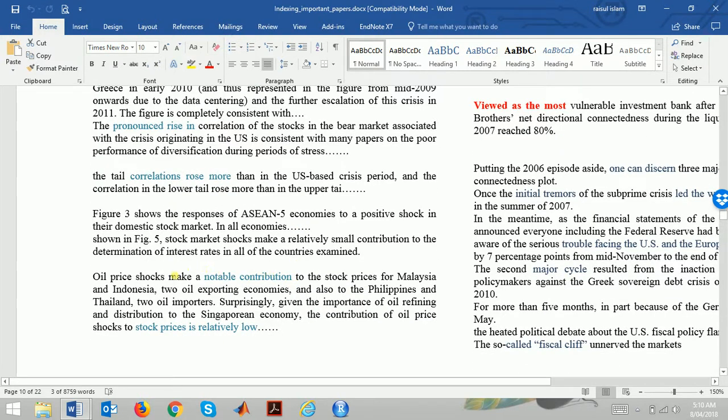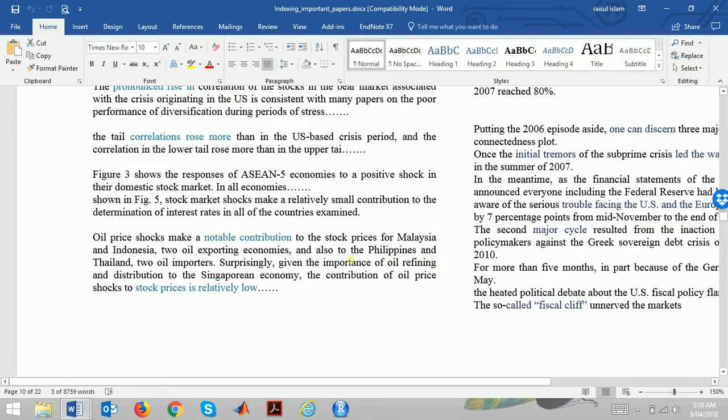Oil price shocks make a notable contribution to the shock price for Malaysia and Indonesia. The contribution of oil price shocks to stock prices is relatively low.